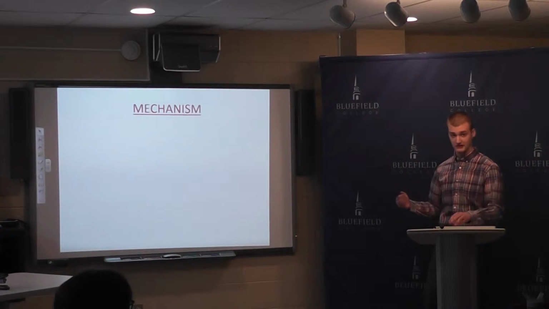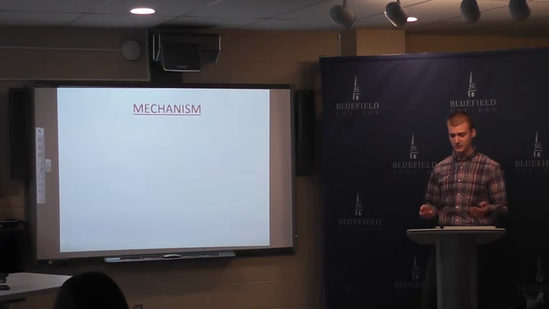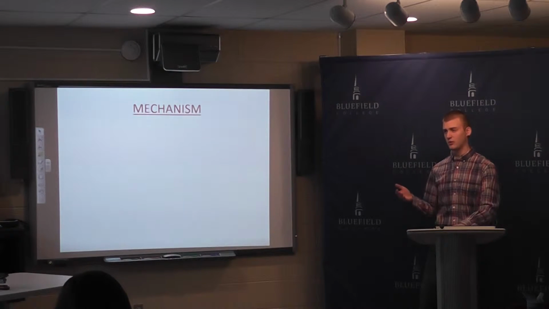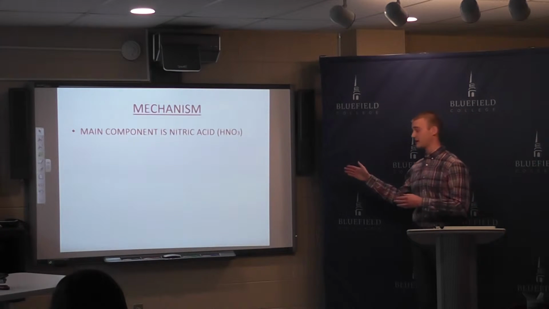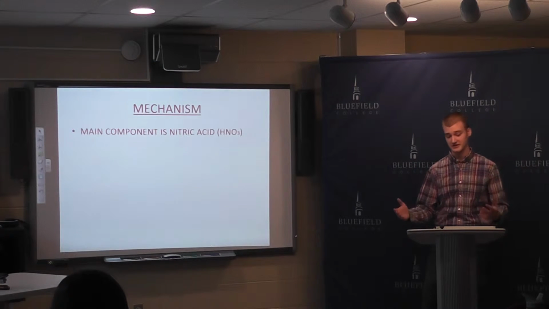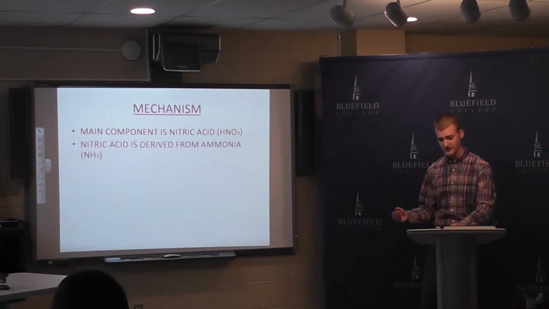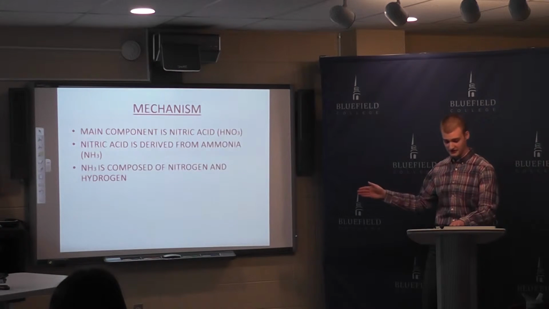So now that we've seen a little bit about the motivation of the process, let's look at how this process works. What were the components that were necessary for the making of explosives? Well, back then the main component of explosives was nitric acid. Nitric acid, for numerous reasons, was derived from ammonia. And ammonia, as we saw before, is made from nitrogen and hydrogen.